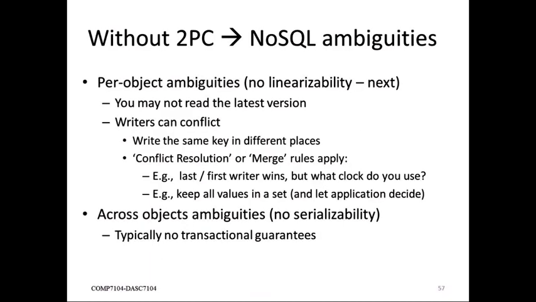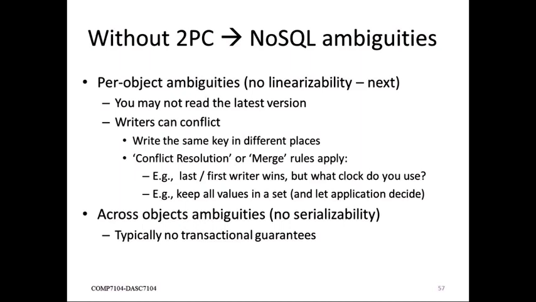Okay, so first of all, without protocols such as 2PC, without ways to coordinate transactions across nodes, nodes that of course may hold different pieces of information, or now with replication, different copies of the same piece of information, we risk having, first of all, per object ambiguities, especially so when we use replication. We'll see what linearizability means next.